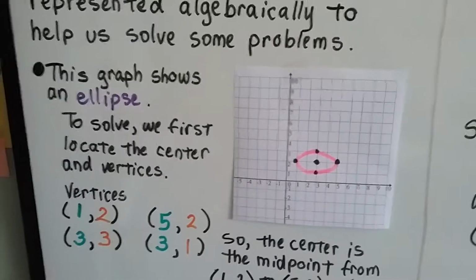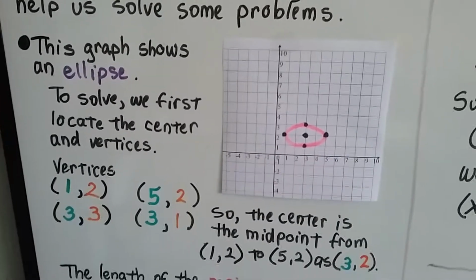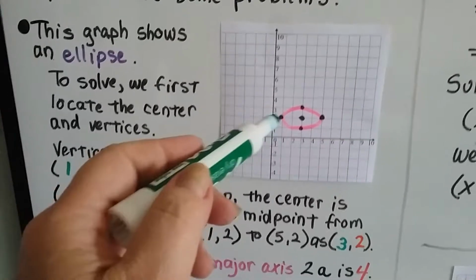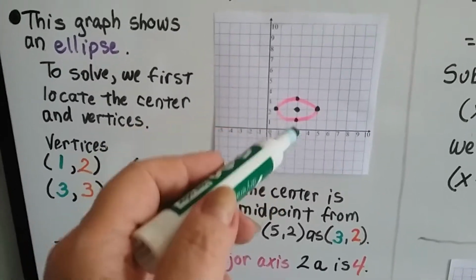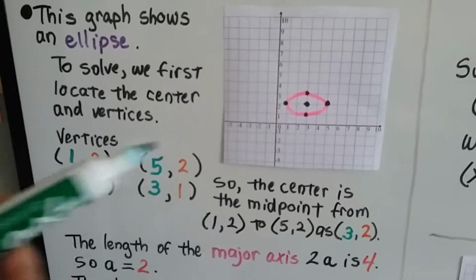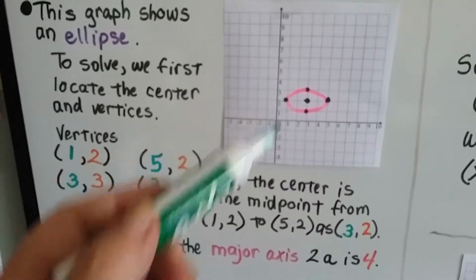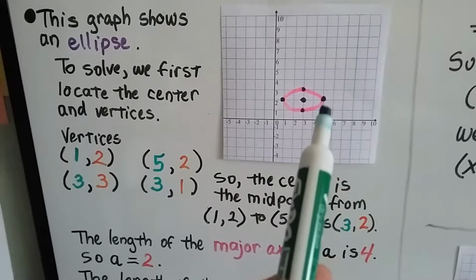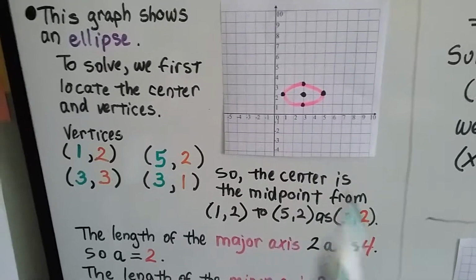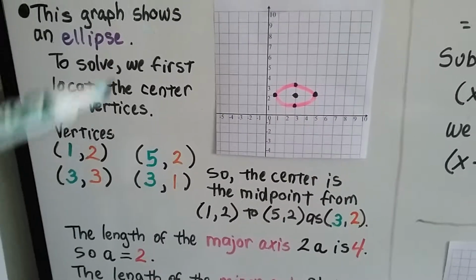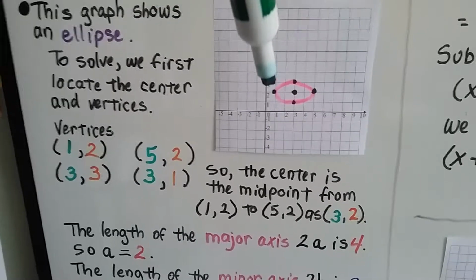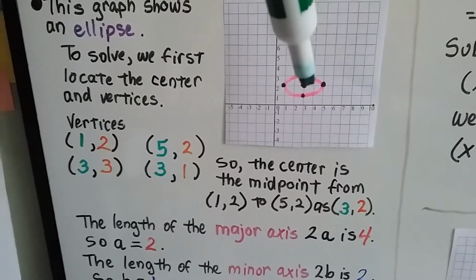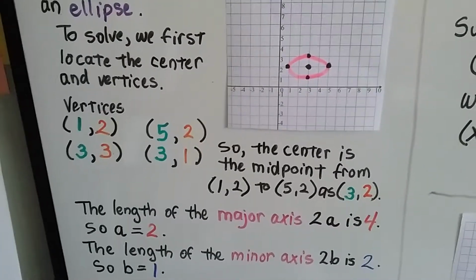So this is a graph that shows an ellipse, and to solve this, we first locate its center and vertices. So just mark the points where they are. We've got a 1 and a 2 for this vertex, and we've got a 5 and a 2 for this one. We've got a 3 and a 3 and a 3 and a 1. So the center is the midpoint from the 1, 2 and the 5, 2. So we know it's at 3, 2 right there, okay? 3 for x, 2 for y.